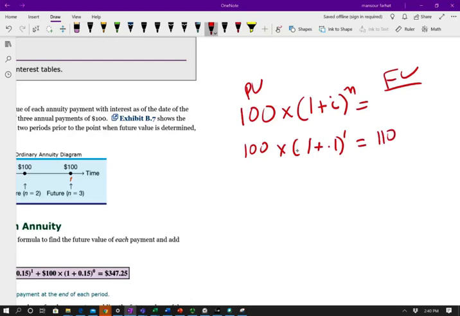I always mention, why do I include 1? Why don't I take 100 times 0.1? That's equal to $10, and you have to add the 100 to the original amount. That's why you put 1 plus the interest rate.